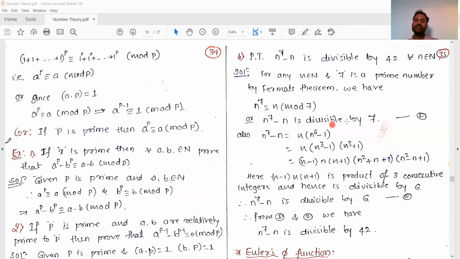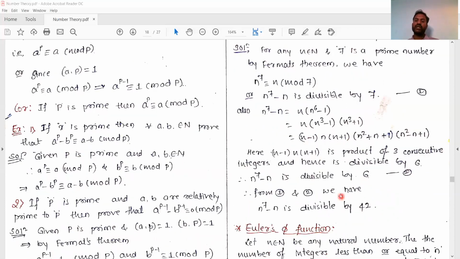Now by using equations 1 and 2, n raised to 7 minus n is divisible by 7, and n raised to 7 minus n is divisible by 6. So by these two we can write n raised to 7 minus n is divisible by 7 into 6, that is 42. So n raised to 7 minus n is divisible by 42 here.